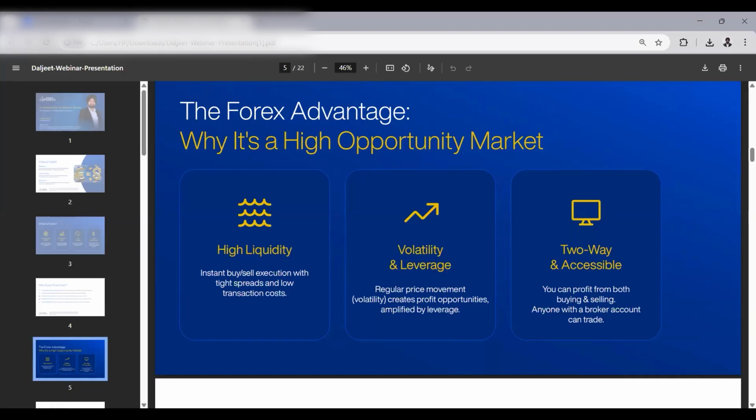But in forex trading, the biggest advantage is if you sell the currency and the market goes on the lower side, on the seller side, we earn the profit. When there is a profit margin on the buy side, we earn the profit on the buy side. So it's a two-way accessible market. So this is all about the high advantages of the forex market.